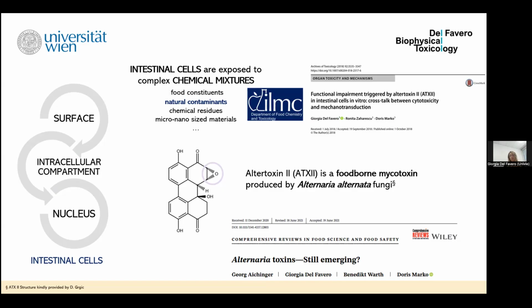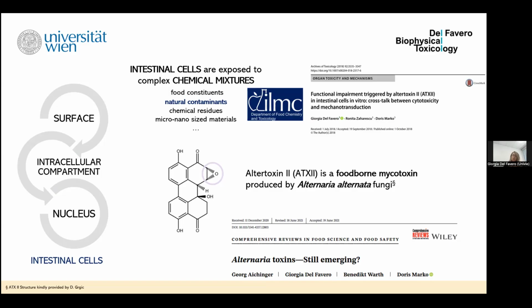Among the perylene quinone structures produced by Alternaria fungi, altertoxin 2 is known as quite reactive because it carries this epoxide group that is highlighted here in violet. And it also triggers, for instance, a very strong oxidative stress, but also lipid peroxidation, just to name a few.